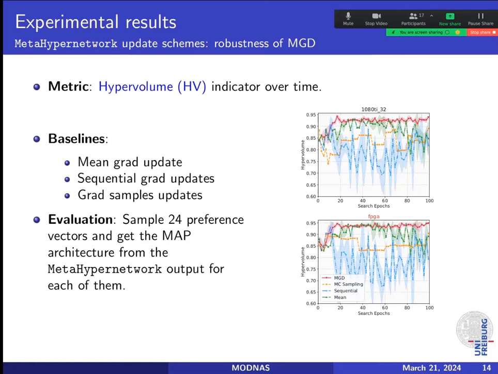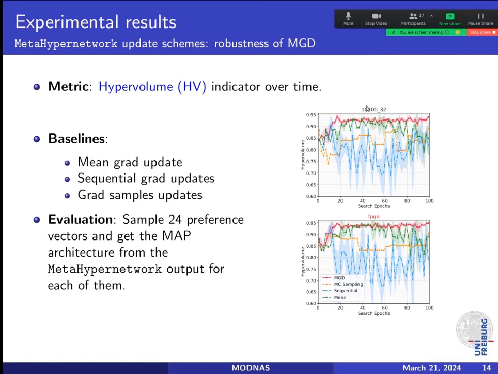The evaluation is the same, but in these plots we show the hypervolume with respect to search epochs. MOO NAS is again the red one. As you can see, MOO NAS goes up quite nicely, and it doesn't diverge as, for instance, the mean update rule does, whilst the sequential one works pretty horribly in this case. There is a lot of noise in the gradient updates. And the MC sampling scheme is also not that good. Interestingly, the mean update rule catches up with MGD at some point, but then it starts dropping. Well, MGD seems quite robust till the end.